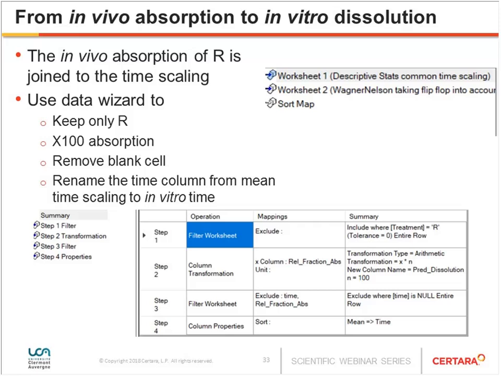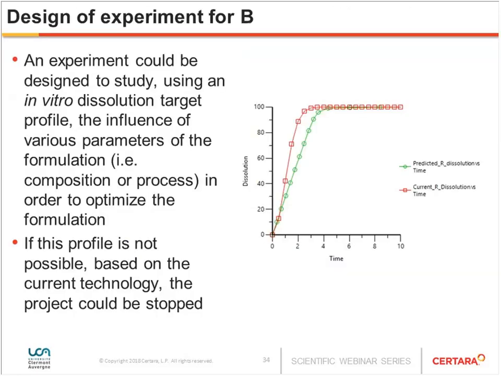So now I have a file which is going to reflect my in vitro dissolution to match the reference, but with my technology. I will have something like this. This is the green one, the predicted dissolution. And if I had used the reference with my dissolution method, I would have the red one. You can see that the observed dissolution of the reference was faster. That's what I need to mimic if I want to be able to copy it in vivo.